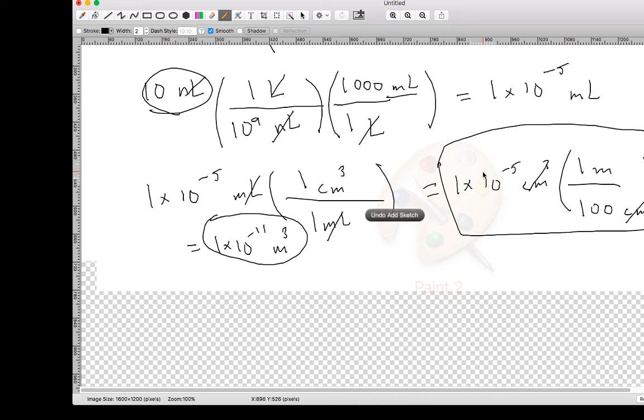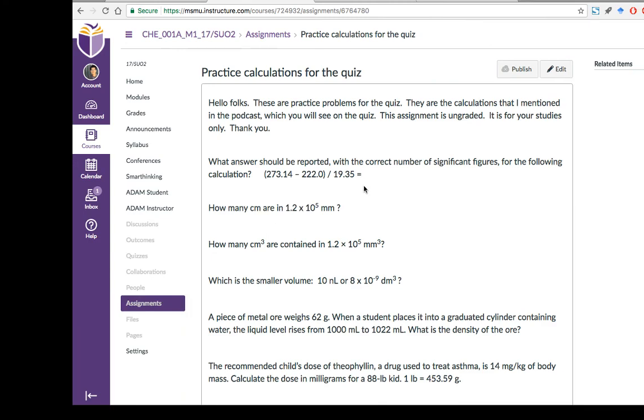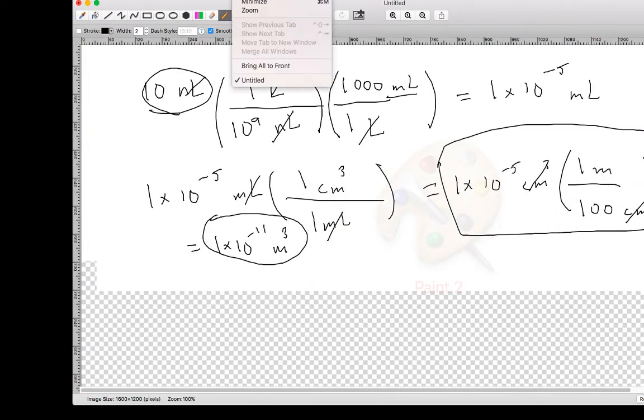Whoops. I don't know what just happened there, but I think I lost a whole bunch of my work here. But you can just rewind to see it again.